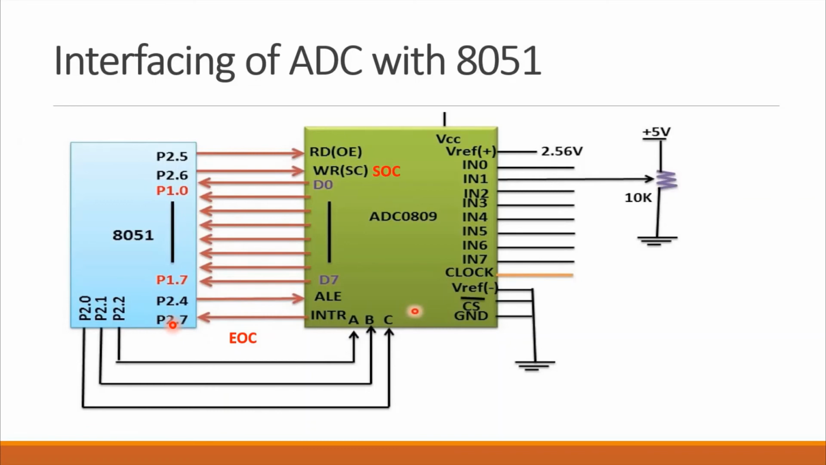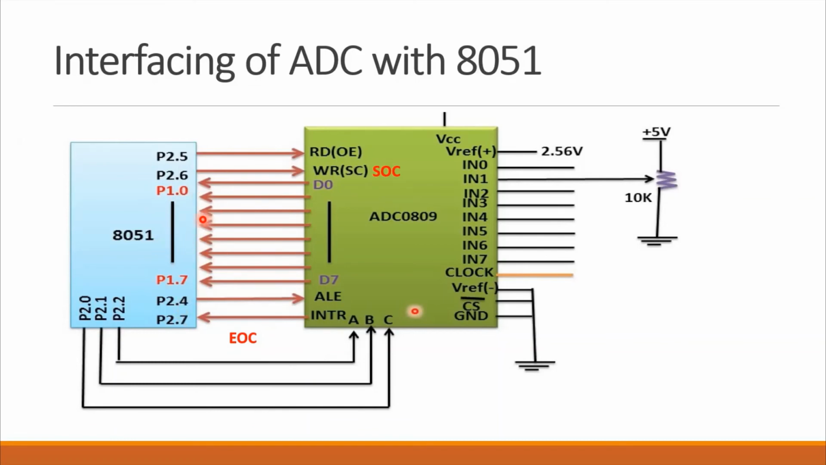Once end of conversion is known to the microcontroller, now microcontroller has to send a low to high signal to the ADC to output enable. Once ADC receives this output enable, then it will send the data. So it requires 7 bits again, which will accept data. So you require port pins which will receive data.